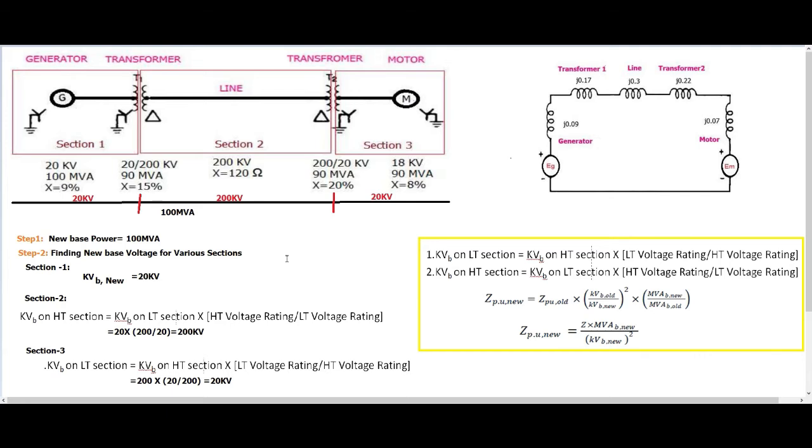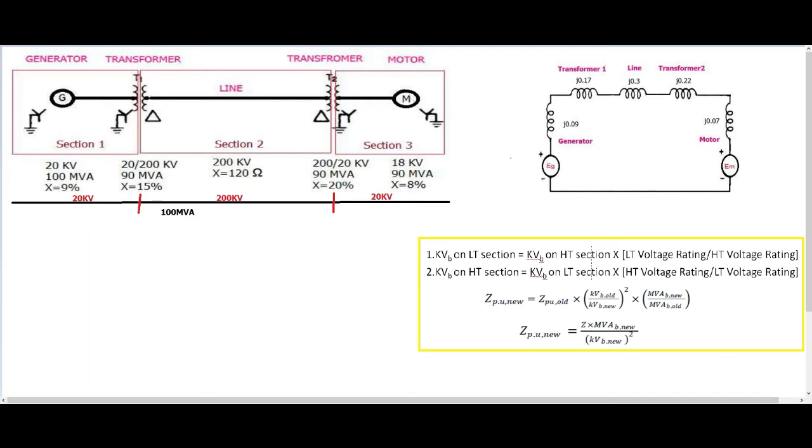Now we have to find out the per unit reactance. This is the third step, correct. So I'll delete everything. Okay, now step 3 is finding the per unit value for all the components.